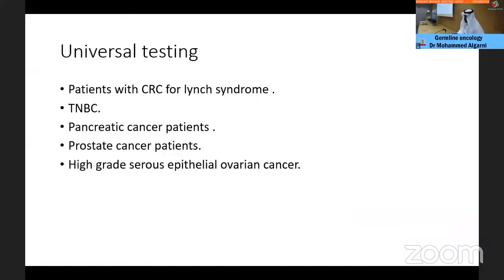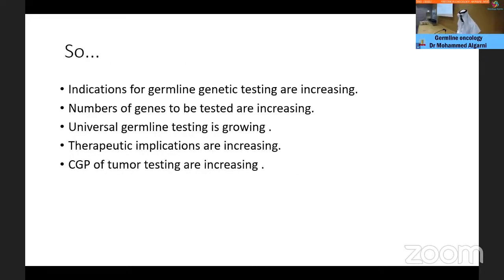Now, this is the current testing, at least in my practice, what I do, universal testing. I do it for all colorectal cancer patients, for Lynch syndrome, all triple negative breast cancer, all pancreatic, prostate, and high-grade serous epithelial ovarian cancer. We do the testing for those patients.